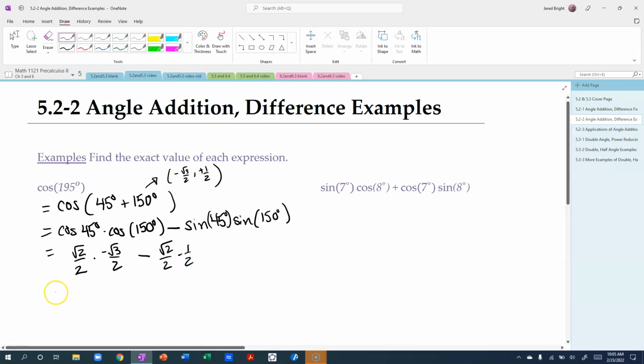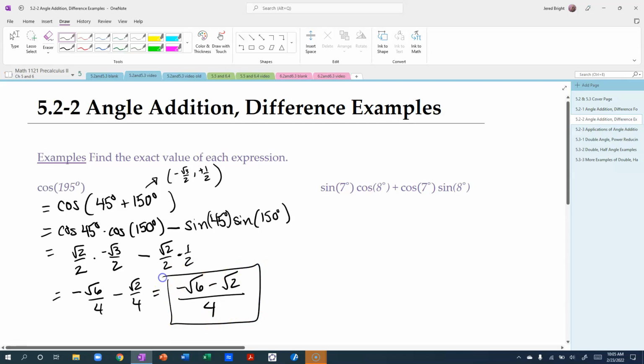So then when all is said and done, I should get negative square root of 6 over 4 minus, and that's a multiplication there, square root of 2 over 4. Okay, and then just simplifying it so I have one denominator of 4, I'd get negative square root of 6 minus square root of 2 all over 4. Okay, so there we go. It's kind of an ugly expression, but well, it is what it is.